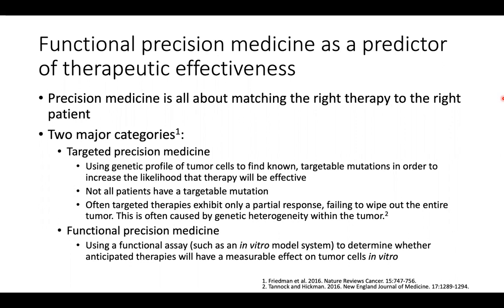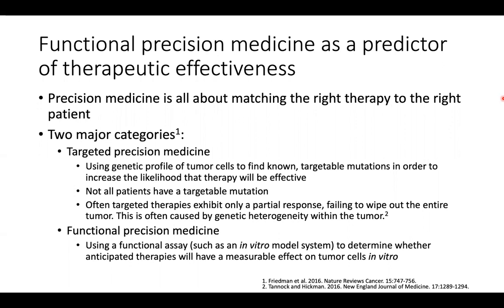However, there are two important problems with this approach. The first is that not all patients have a targetable mutation, making it impossible for them to take advantage of advances in this field. The second is even targeted therapies often result in a partial response, from which the tumor readily grows back even more aggressively than before.